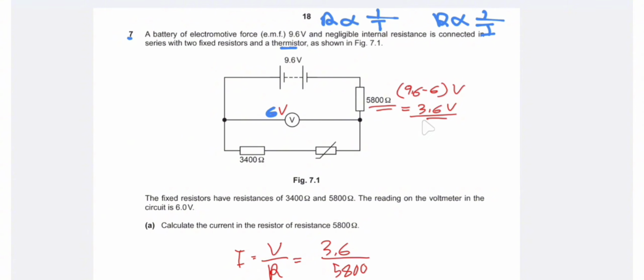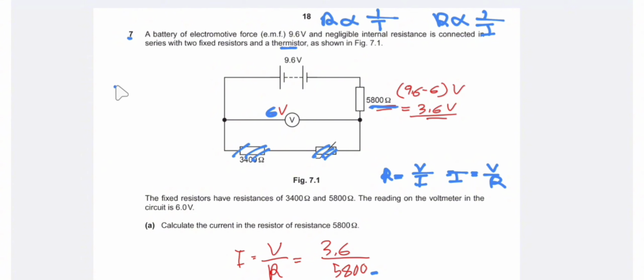Current is equal to, so we know that resistance is equal to voltage by current. So current is equal to voltage by resistance. And what is the voltage across this resistor? We know the resistance, that is 5800 ohm. That is this resistor. And we need to find the value of voltage. So 9.6 volt. So 6 volt is dropped between this resistor and this resistor. So 6 volt is already dropped.